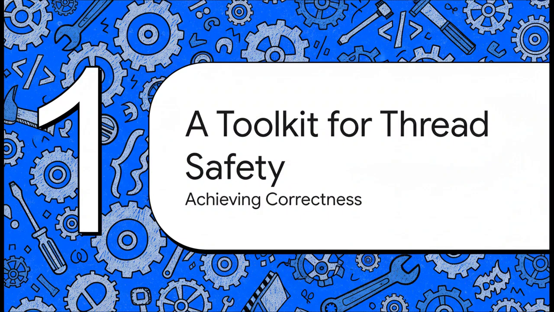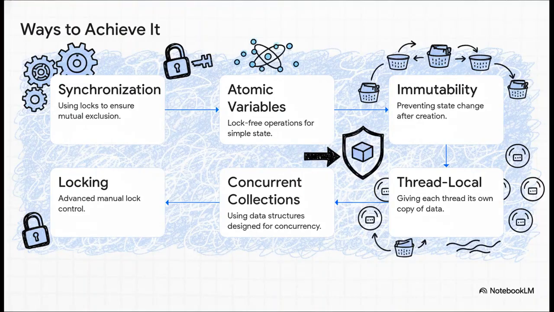Well, it helps to think of it like having a toolkit for thread safety. And a really great developer knows exactly which tool to pull out for which job. Here's a quick look at the main tools in that kit. You've got the classics, like synchronization and locks, which are kind of like putting a bouncer in front of your data to let one thread in at a time.